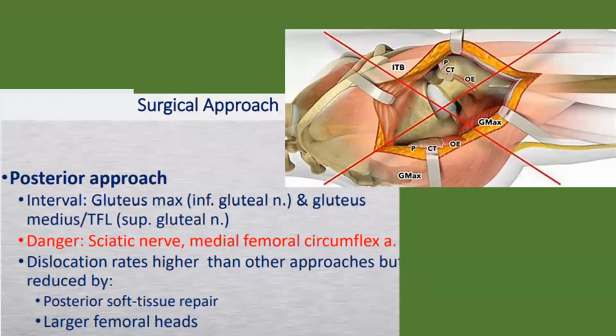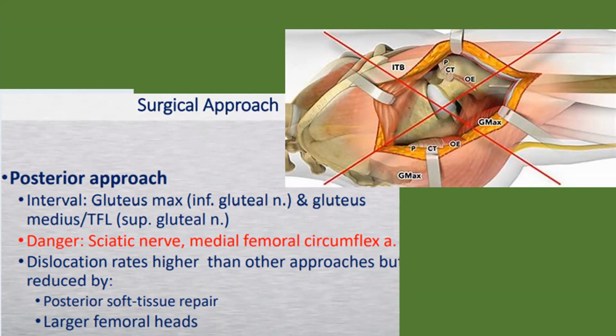This is the posterior approach. You're going between the gluteus maximus and the gluteus medius. Be careful of the nerve supplies of these muscles. Be careful of the sciatic nerve and the medial femoral circumflex artery, which lies beneath the gluteus maximus. The dislocation rates are higher than other approaches.